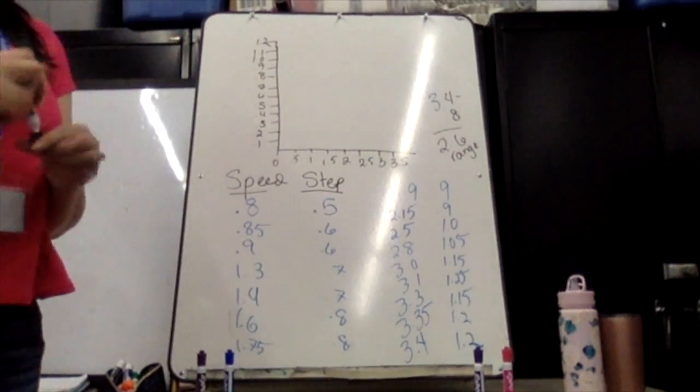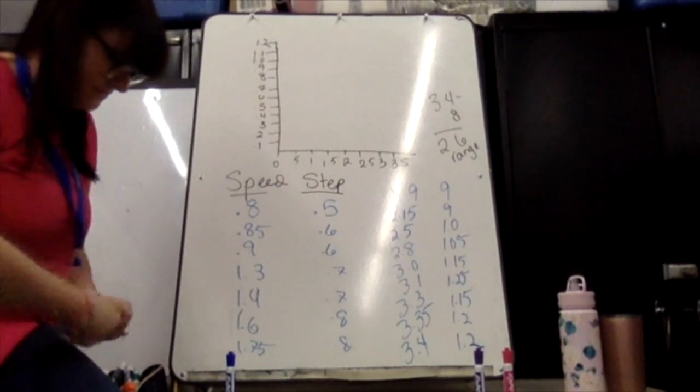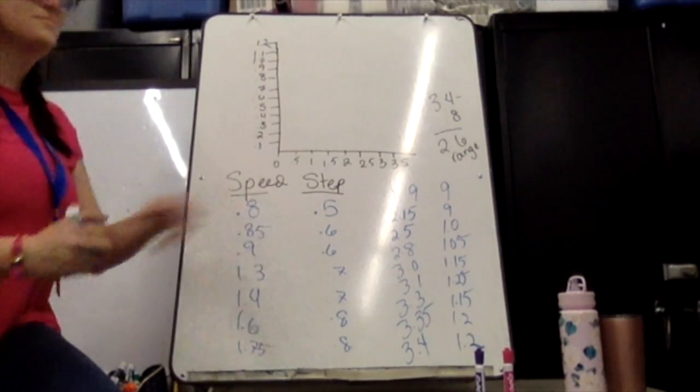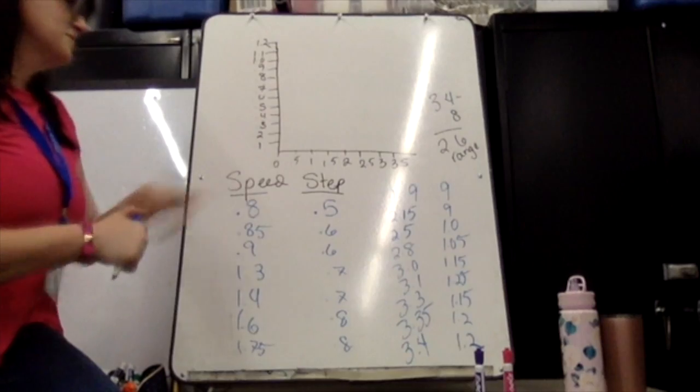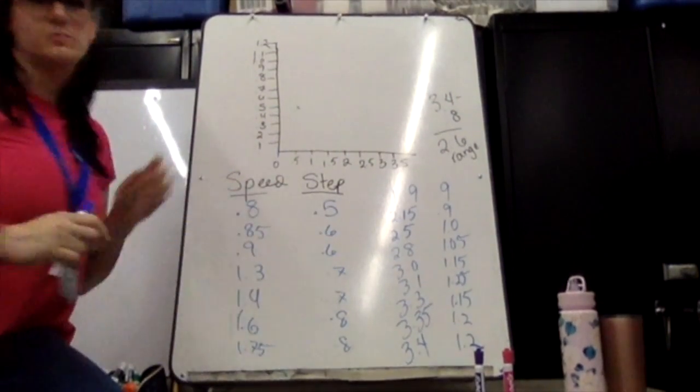Okay, so to plot our data, the first point is 0.8, 0.5. Who wants to plot this?